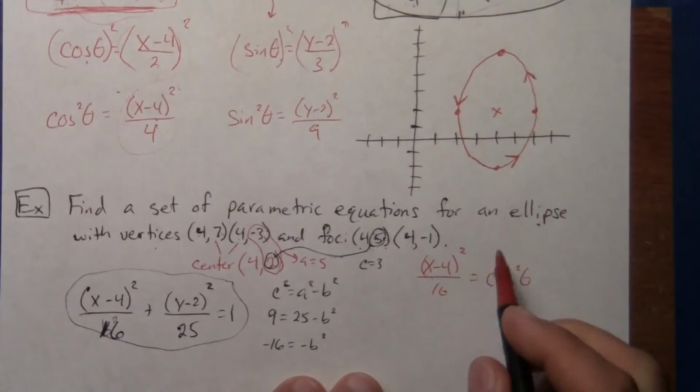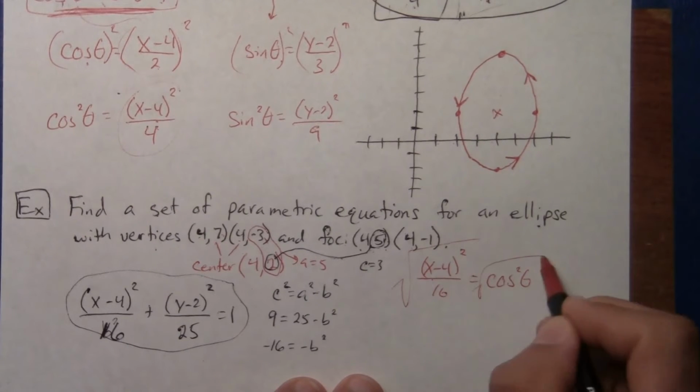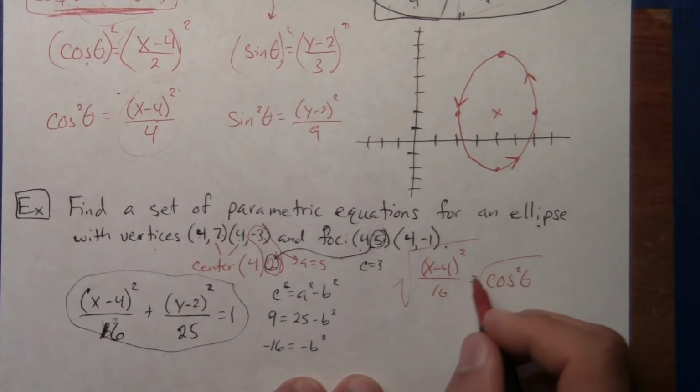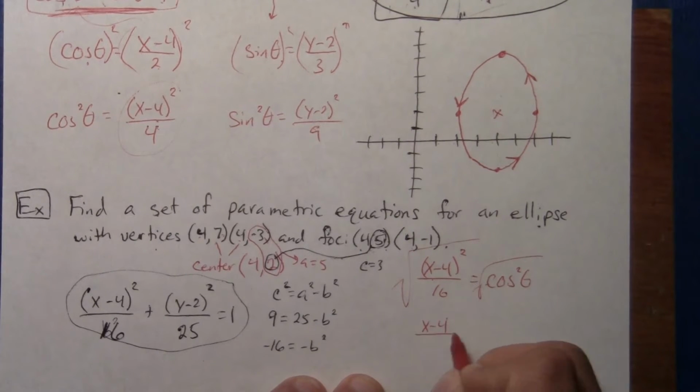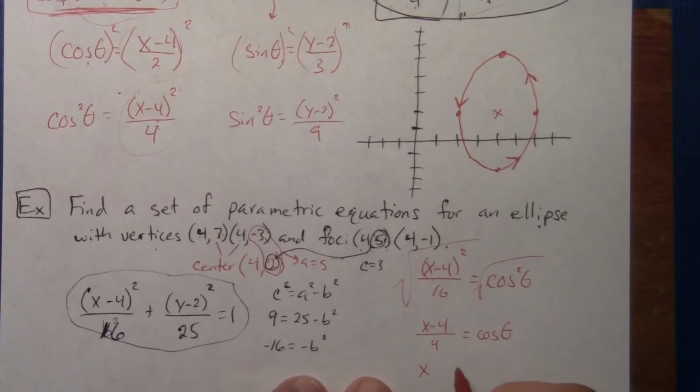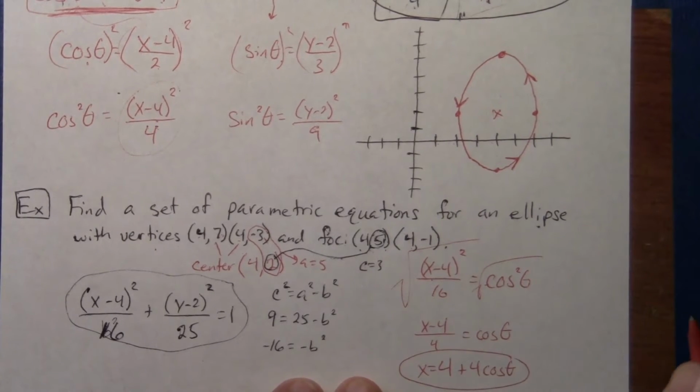So, to solve for x, I would want to take the square root of both sides, or I could multiply by 16, then take the square root, doesn't matter when, but that's going to give me (x minus 4) over 4 is equal to the cosine of theta. Going to multiply by 4 and then add 4. So I would get 4 plus 4 cosine theta. There's the x part of my parametric equation.